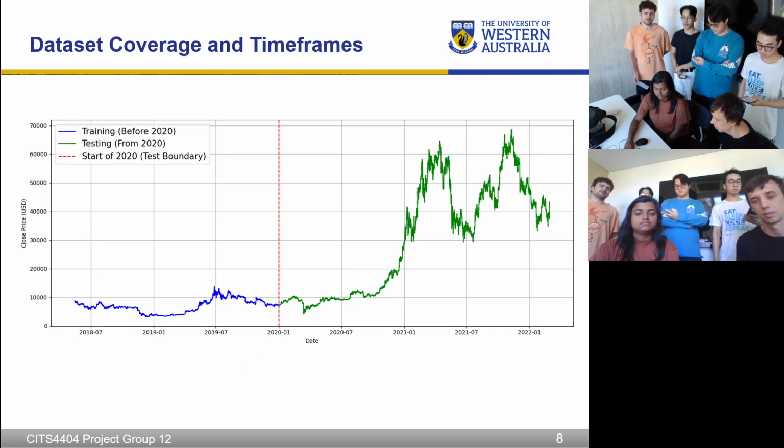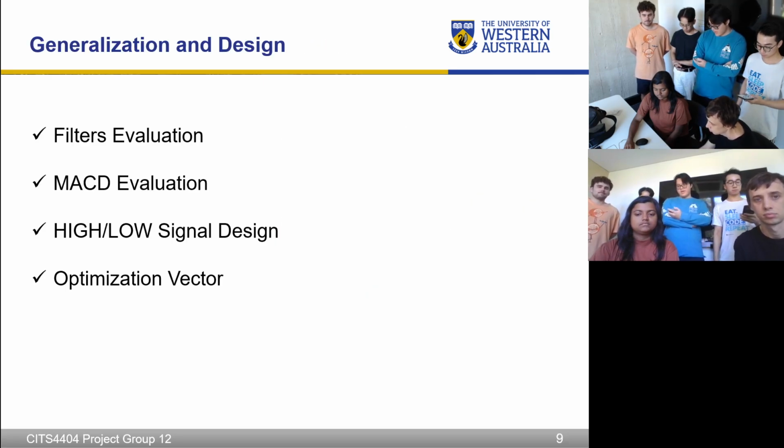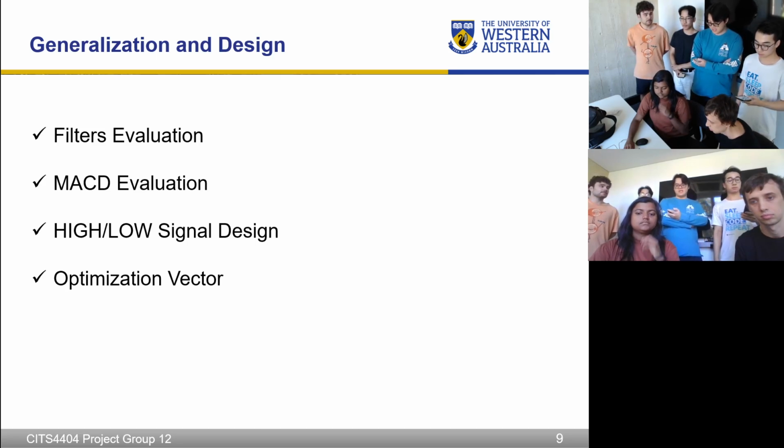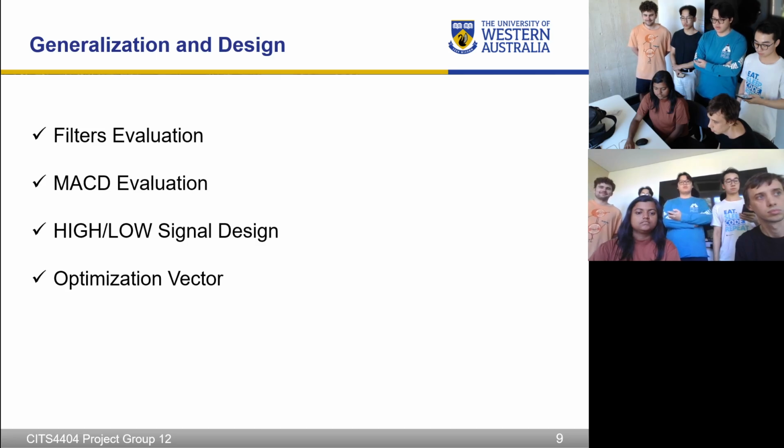Following the project requirements, we used the Bitcoin historical dataset and split it into two periods, pre-2020 for training and post-2020 for testing. We treat timeframes as a parameter, downsampling from 1 hour to 1 week to study its effect on performance. We evaluate the implemented bot building blocks, design the final high and low signals, and construct the optimization vector for parameter search. The next slide will show how we did it.